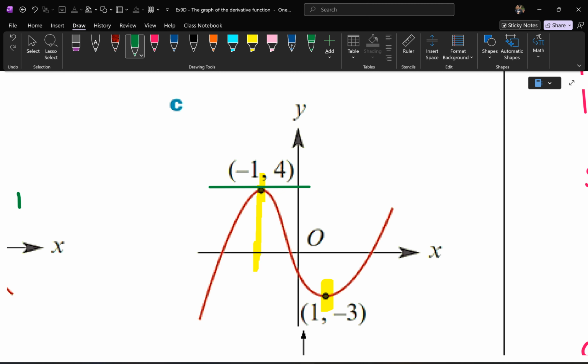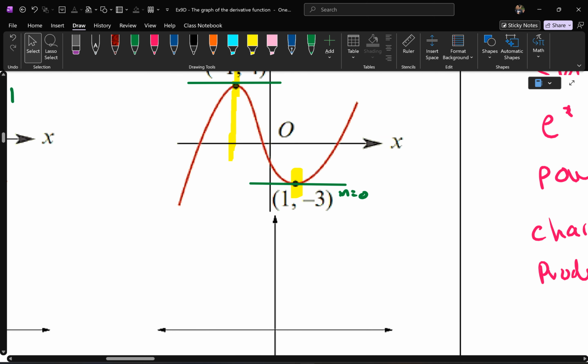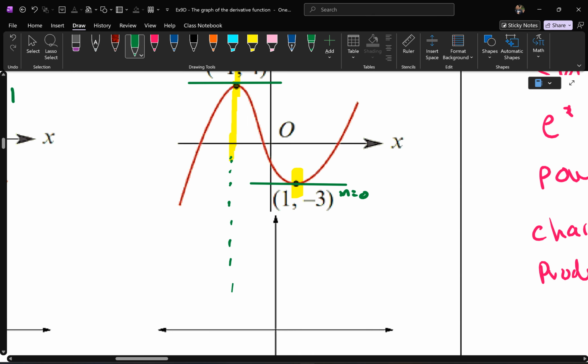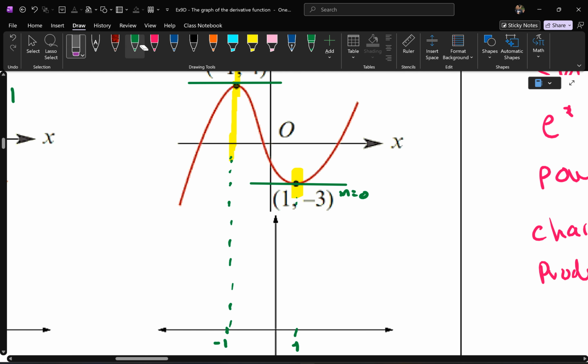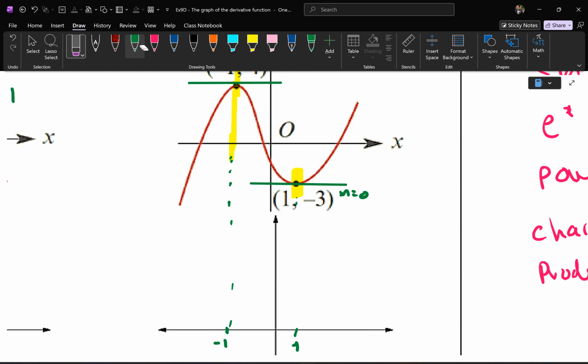Gradients are 0, because the tangent line at the very top has to be horizontal. If you think about it, the only way to draw a tangent line that touches it has to be nice and horizontal. Therefore, gradients are 0 at x equals 1 and x equals negative 1. So on your graph, at 1 and negative 1, you should have a derivative graph of 0.